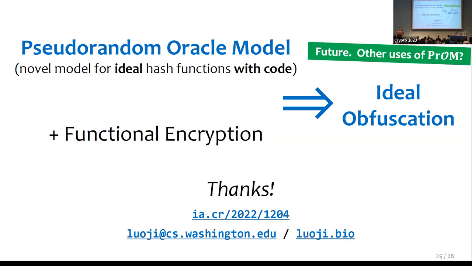So I have a question. Are you saying that you can essentially use a PROM whenever you want to use ideal obfuscation? So would any construction from ideal obfuscation now just go through in the PROM model, or is there work to be done? Like maybe if you assume functional encryption additionally? I think any application of ideal obfuscation will be fine if you just instantiate with a PROM. Okay. All right. Thank you.